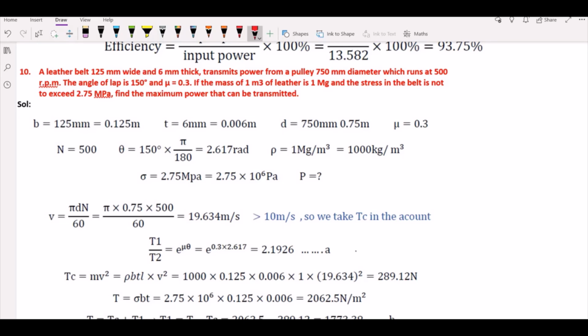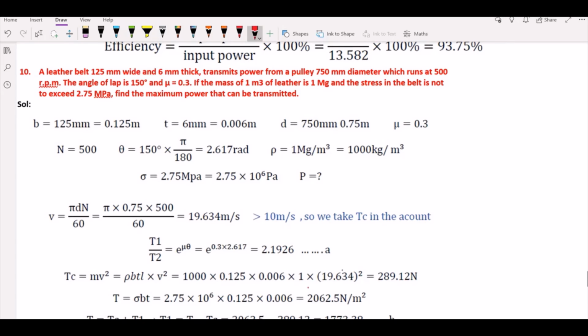So let's try to write down the given data and then we'll try to calculate. What do we need to calculate? Maximum power. How do you calculate power? P is equal to (T1 minus T2) into V. So to calculate this we need the initial and final tensions T1 and T2, and V. How do you calculate V? V is pi D N by 60, because diameter is given and speed is given.